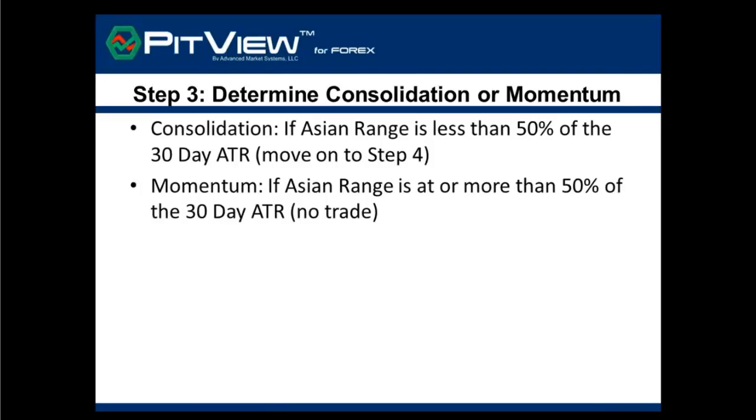If the Asian range is less than 50% of the 30-day ATR, we would move on to step 4. What we mean by that is we want the range, whatever that 30-day range is on the pair that we're trading, we take 50% of that, and we want the Asian range to be less than 50% of that average range. The reason for this is because we're going to be looking for a momentum breakout, and we want to make sure that there's what we call room to go.